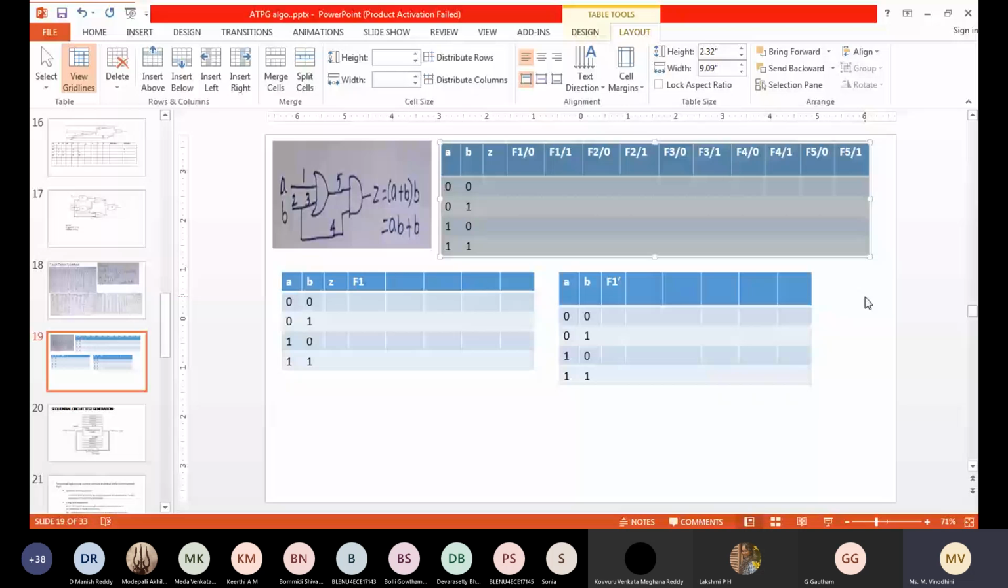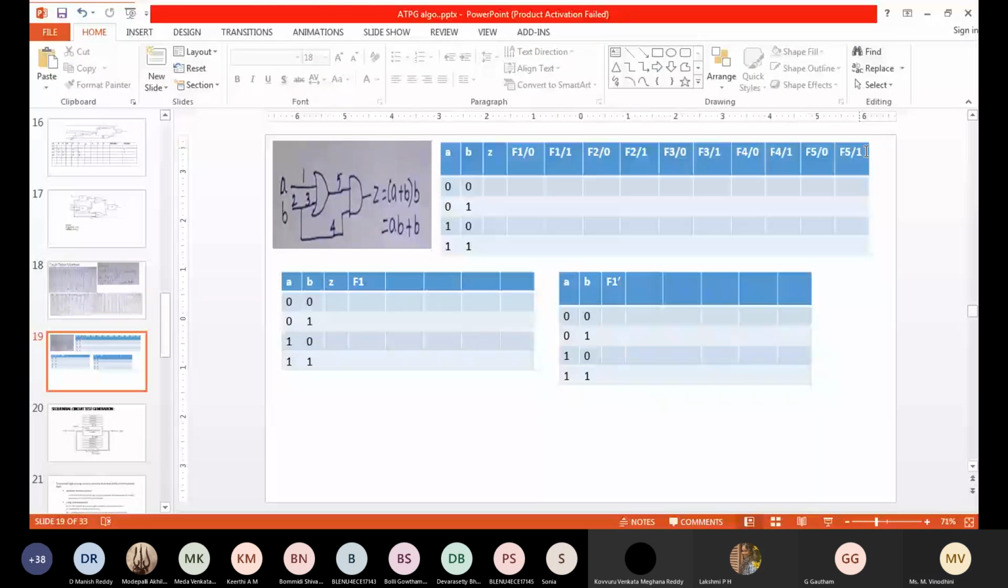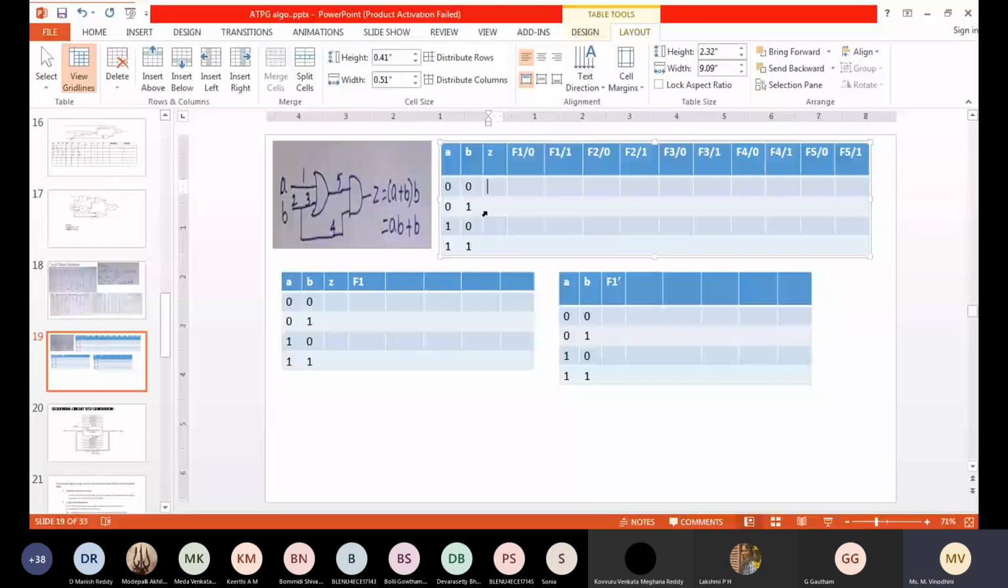Now, how we will make the entries? Z is the normal output, actual truth table. What is actual truth table? What I should write here? Expression is AB plus B. A is 0, B is 0. So Z will be 0. What will be for 0, 1? 1, truth table. B is 1, so 1 I will get. This is OR operation. A is 1, B is 0. So 0. Then this will be 1. So first I wrote the truth table.